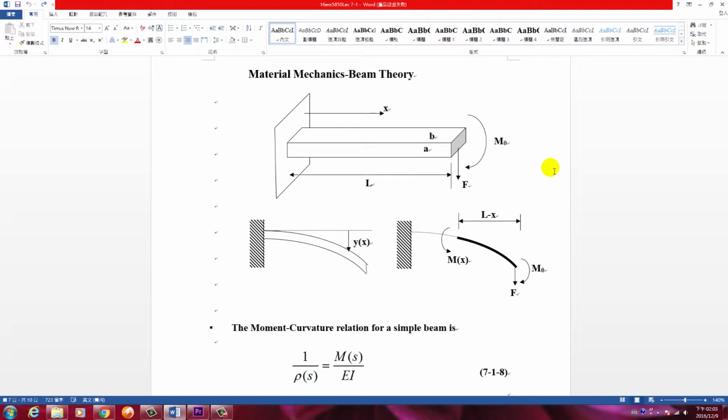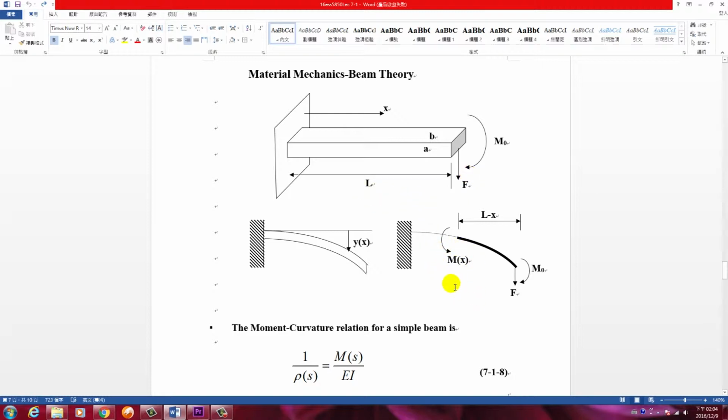When we consider the balance for a small portion of the beam, the bending moment on the left-hand side will be balanced with the bending moment from the right-hand side. If we consider this point as a balance point, the bending moment will be similar to this one, and also the force times the distance here will be balanced with the M of x, this one. This equation will be developed later on, and you can see the final results of the bending moment close to the beam for different places. So now you've got the bending moment here.